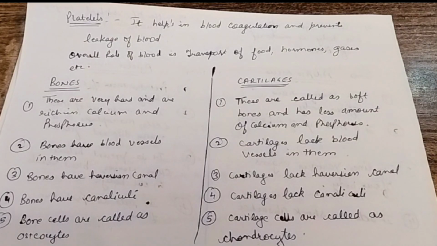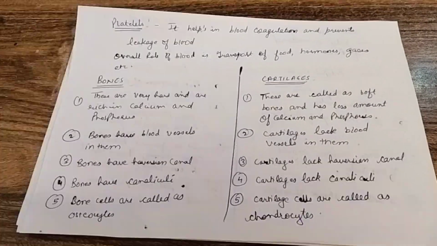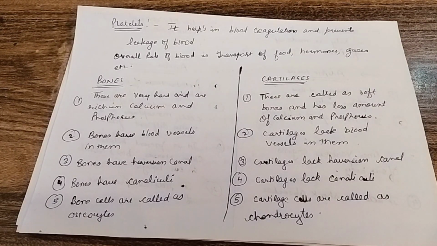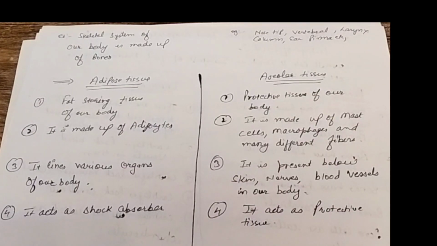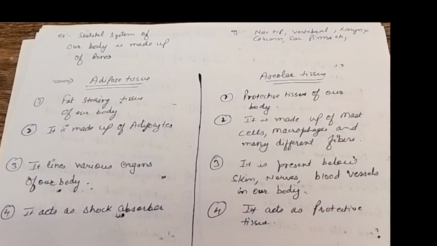Bones have blood vessels in them. Cartilages lack blood vessels. Bones have Haversian canal. Cartilages lack Haversian canal. Bones have canaliculi. Cartilages lack canaliculi. Bone cells are called osteocytes. Cartilage cells are called chondrocytes. Bones form the skeletal system of our body, and cartilages are present in the nose tip, vertebral column, larynx, etc.